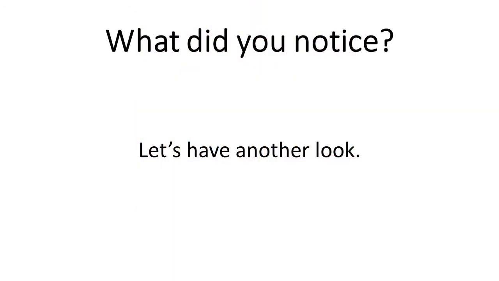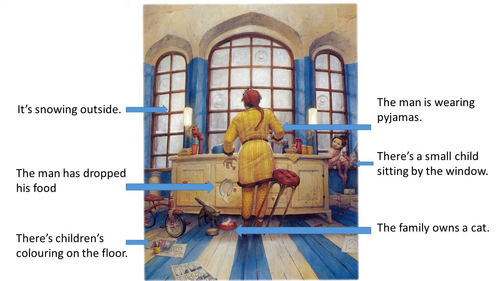What did you notice? Let's have another look. We noticed it's snowing outside. The man is wearing pyjamas. The man has dropped his food. There's a small child sitting by the window. There's children's colouring on the floor. And the family own a cat.